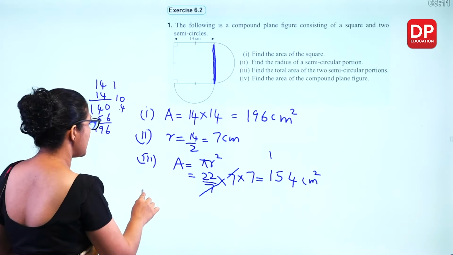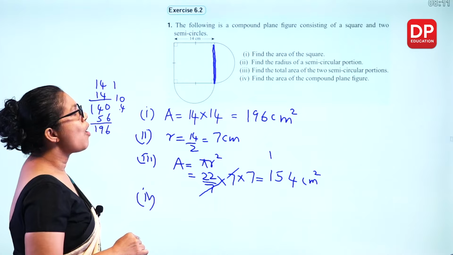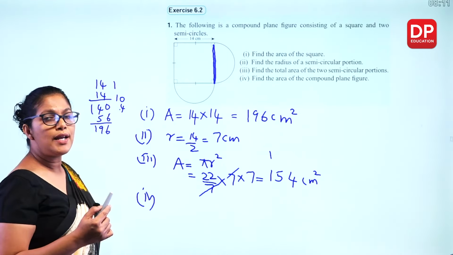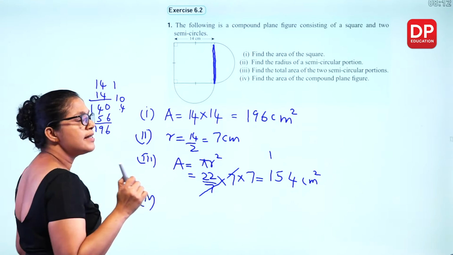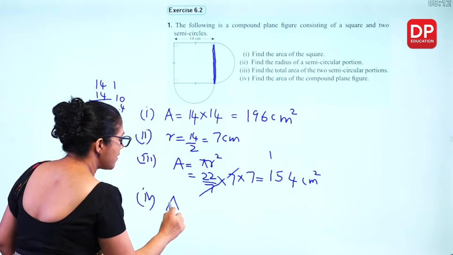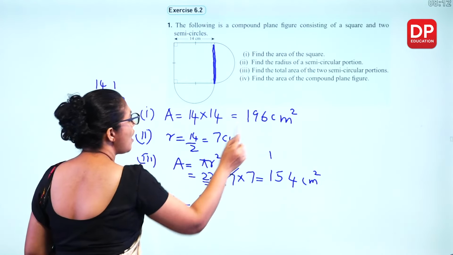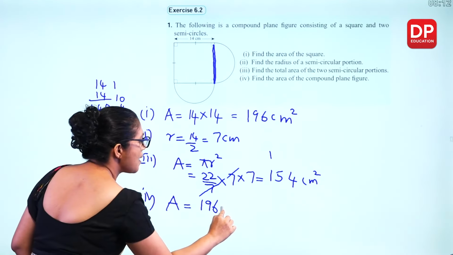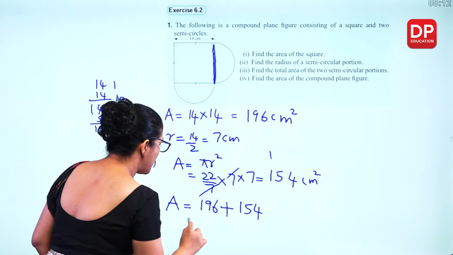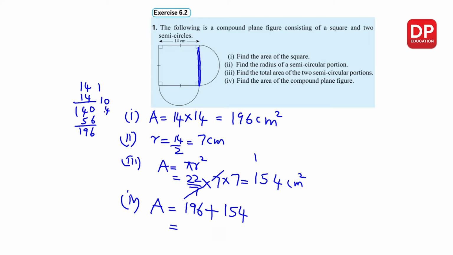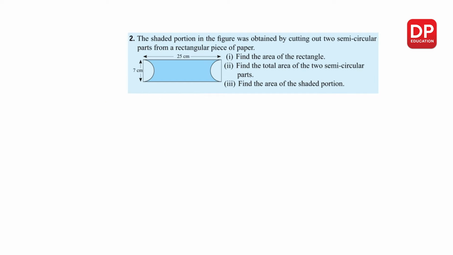And the last part it says find the area of the compound plane figure. Now we know this whole compound figure consists of one full circle and a square. So what's the area of the full thing? We found area of the square, it's 196 plus. What's the area of full circle? 154. So when you add these two together, you get 350 square centimeters.